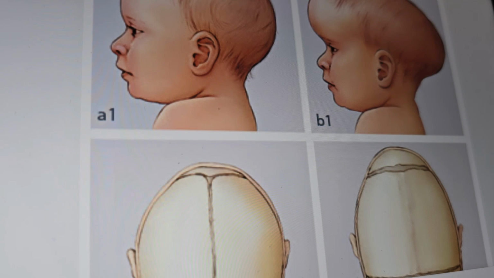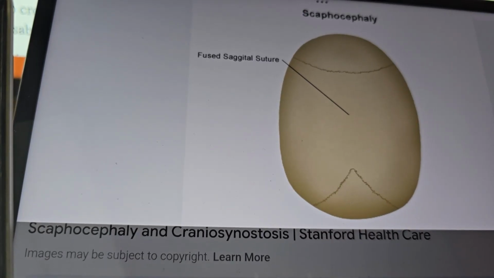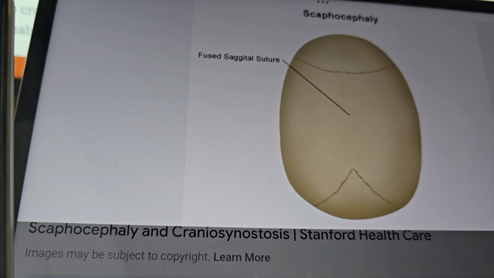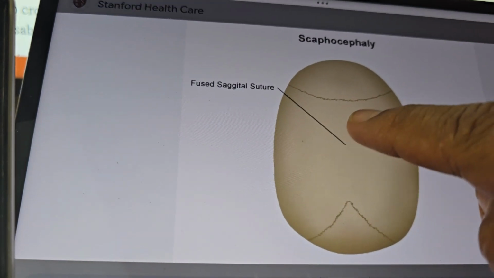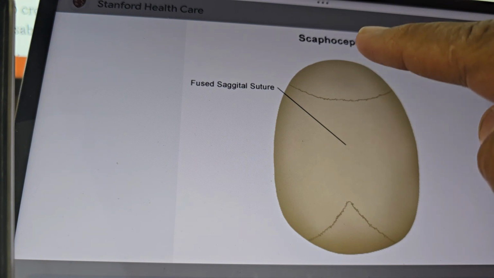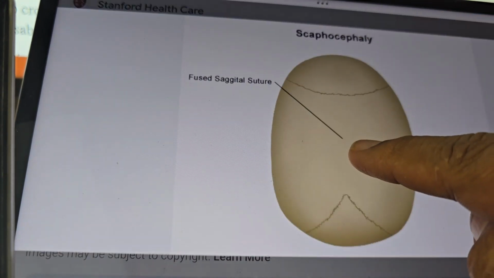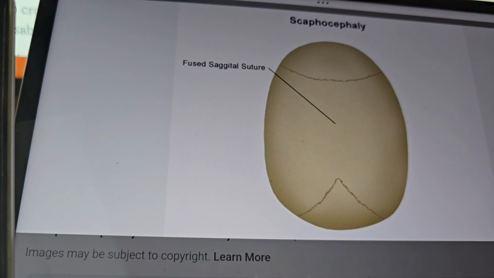As you know, scaphocephaly or dolichocephaly is a premature fusion of the sagittal suture. You can notice the premature fusion here. This is the fused sagittal suture, and it is a scaphocephaly. You can appreciate it in this picture.